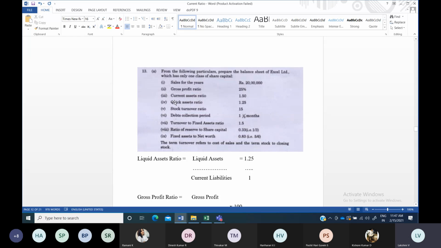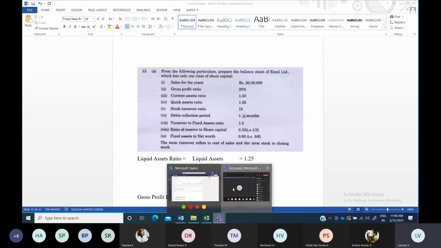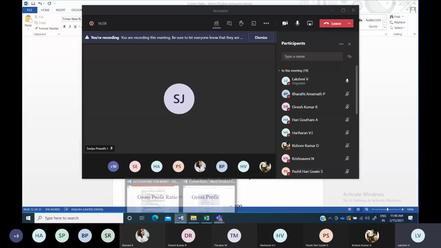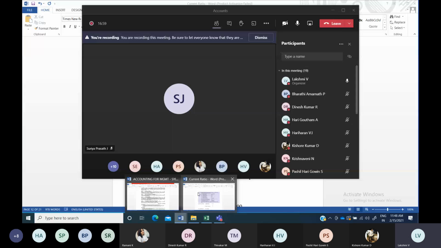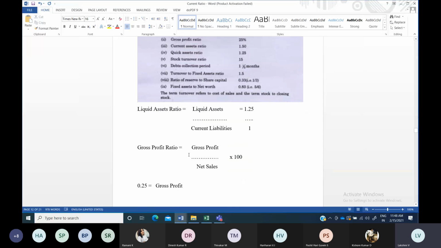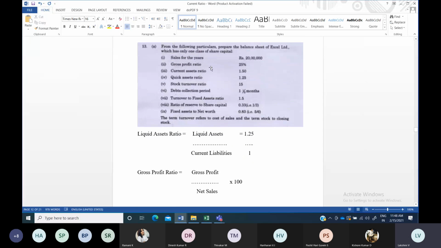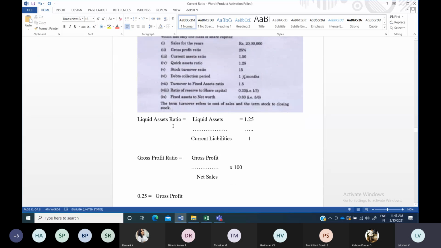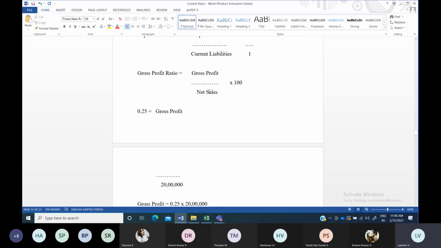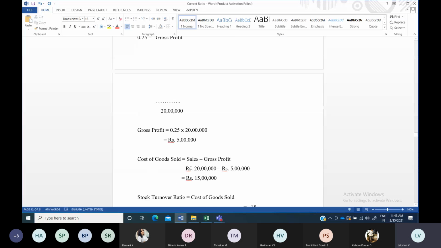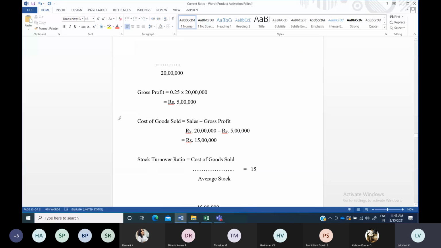You require this kind of information in order to prepare your balance sheet. And at last, after calculating everything, if you prepare your balance sheet, it should get tallied. So we have discussed various things here. We calculated gross profit from the sales information and the gross profit ratio they have given. And after calculating gross profit, we calculated cost of goods sold.